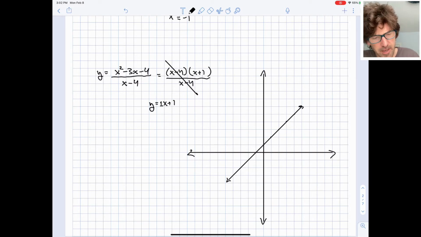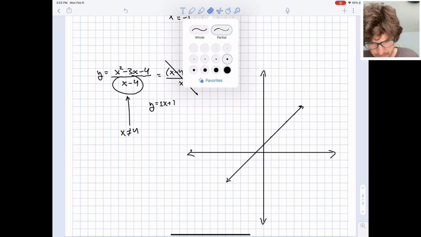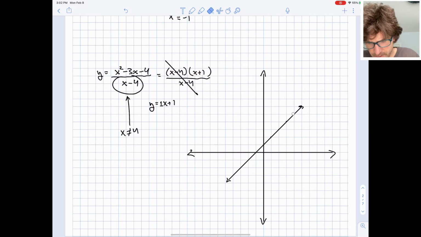But we need to remember that x is not allowed to be 4. x can't equal 4 in this function because, again, we'd be dividing by 0. So the way we show that is we graph a little hole at x equal to 4. Okay, so that would be a true correct graph of this rational function we're working with.